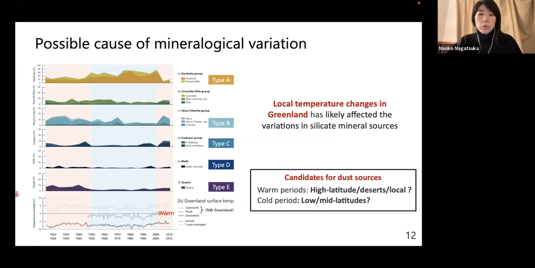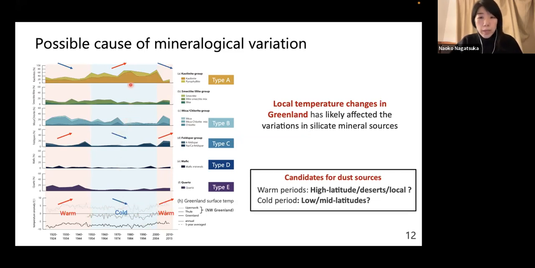So what are the possible causes of the compositional variations? These are variations in each mineral type proportion, and the bottom shows surface temperature anomaly change in northwestern and entire Greenland. We know that there were 2 warm and one cold period over the past 100 years in Greenland. The mineral variations are well consistent with the temperature change.